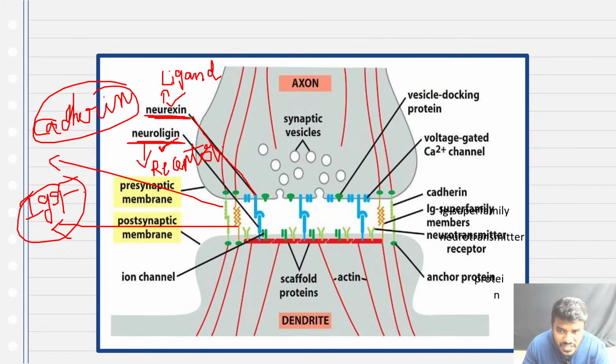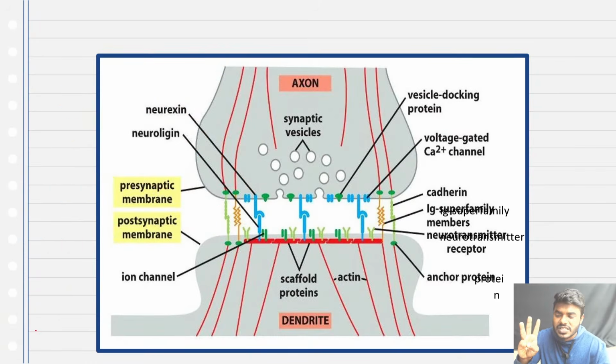You people look into this, where the neurexin is present on the presynaptic membrane, where the neuroligin is present on the postsynaptic membrane. So there should be three interactions compulsory: neurexin-neuroligin, cadherin, and IGSF superfamily CAM molecule. With the help of these three interactions, the presynaptic membrane and postsynaptic membrane will be associated with each other for a longer period of time. Kindly do not forget it.